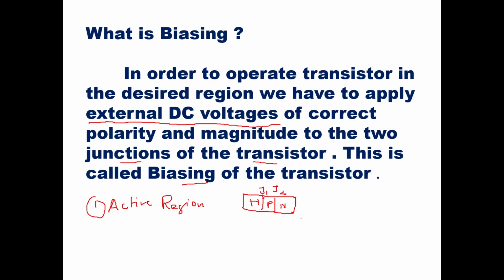The first junction between emitter and base should be forward biased, and the second junction between base and collector should be reverse biased. So this junction is forward biased and this junction is reverse biased. You know the definition of forward bias and reverse bias from semiconductor devices when we studied the diode.